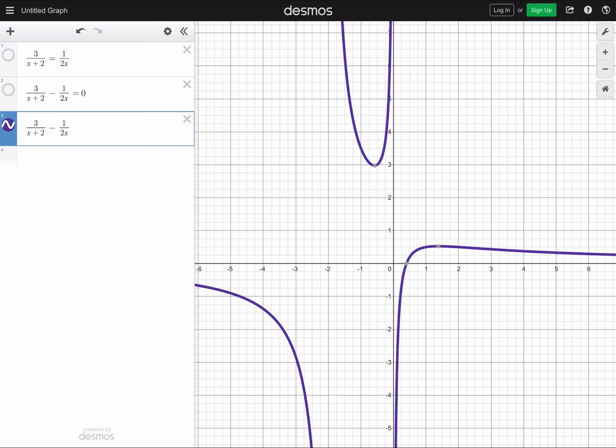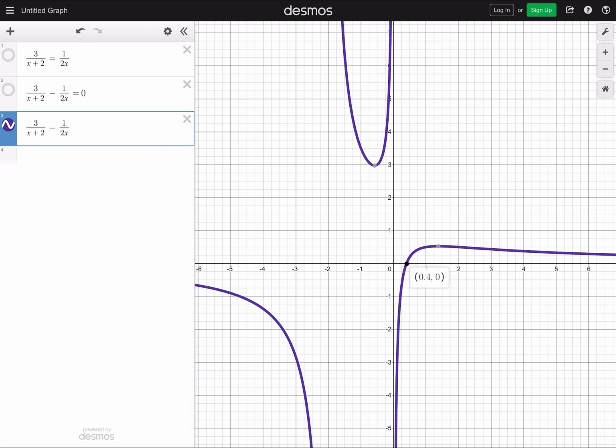What is the solution? The solution is x equals to what, such that the equation you see on the first line is balanced. Look at the first line: 3 over x plus 2 on the left hand side, equals 1 over 2x on the right hand side. So what is x equal to? The answer is just tap on the x-intercept. Do you see this? There is an x-intercept.